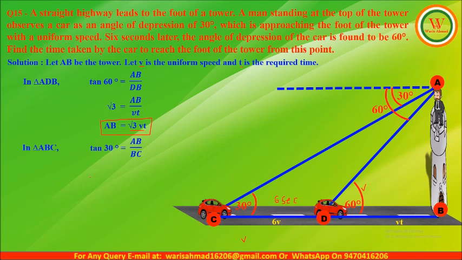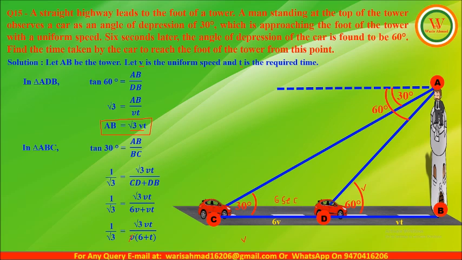So here we can write tan 30, 1 upon root 3, equals AB, root 3 VT, upon BC, which is CD plus DB. 1 upon root 3 will be as it is, root 3 VT will be as it is. Now the value of CD is 6V and DB is VT. After that, 1 upon root 3 will be as it is, root 3 VT will be as it is. We can take V out common. Now inside the bracket we will have 6 plus T.